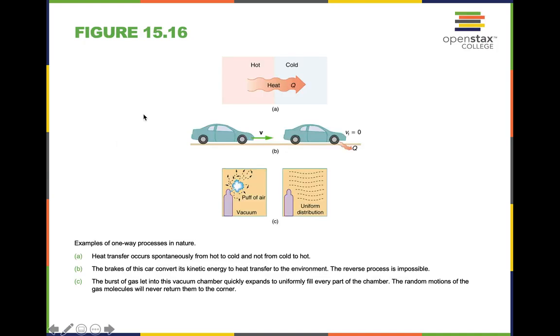So here, we have heat going from hot to cold for A. For B, we have the brakes of a car converting kinetic energy to heat transferred to the environment. The reverse process is impossible. So whenever you hit the brakes in your car, they heat up a little bit, and that's the friction coming from the heat energy. So heat transfer goes into the brakes by friction. For C, the burst of gas let into this vacuum chamber quickly expands to uniformly fill every part of the chamber. The random motions of the gas molecules will never return them to the corner.